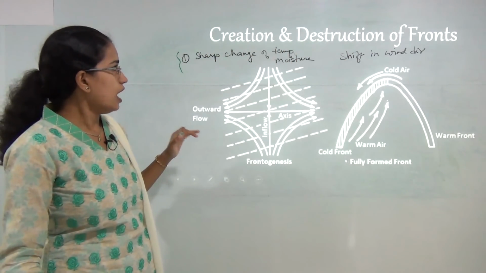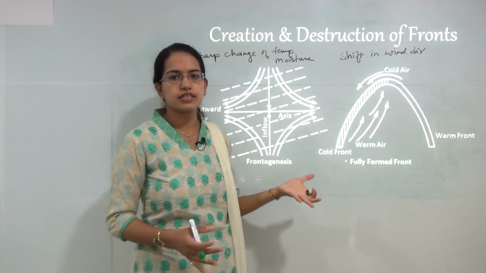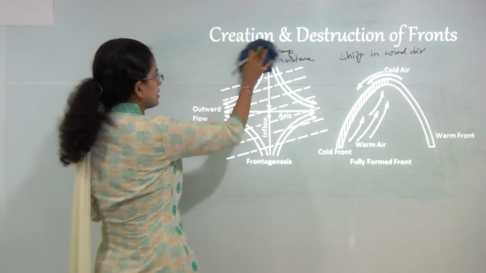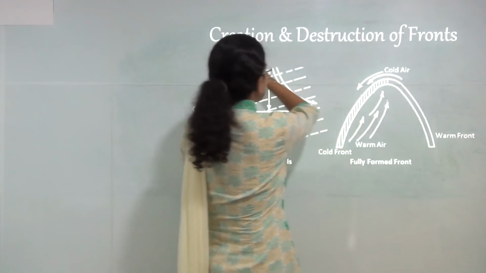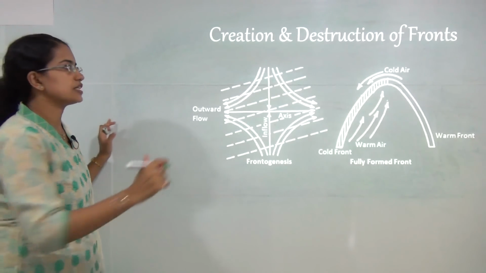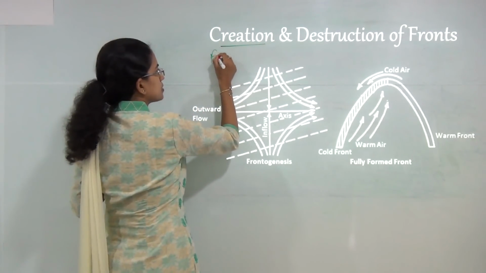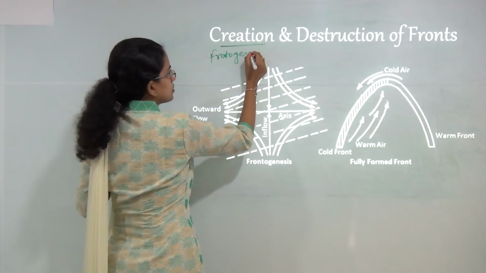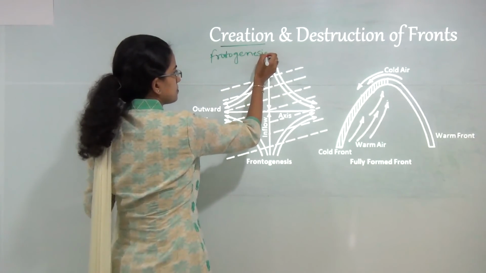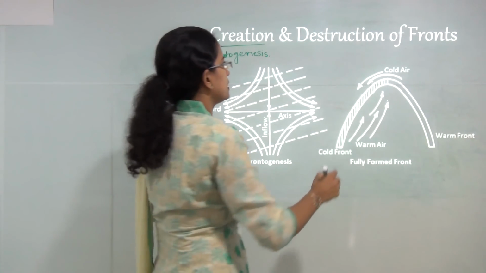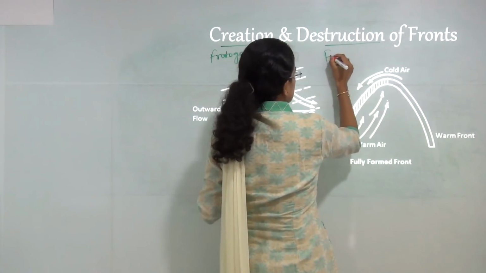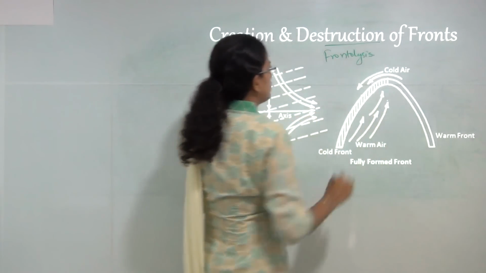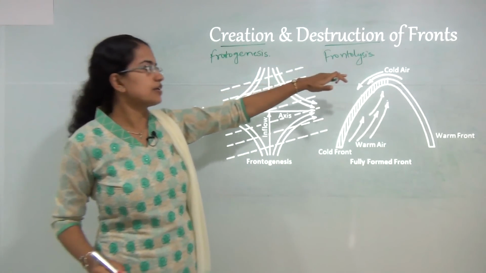Now, how does front formation and destruction of a front take place? Let's first understand the related terminology. Creation of a front is known as frontogenesis. Genesis means formation, and destruction of a front is frontolysis. Lysis means destruction. So we have frontogenesis and frontolysis.